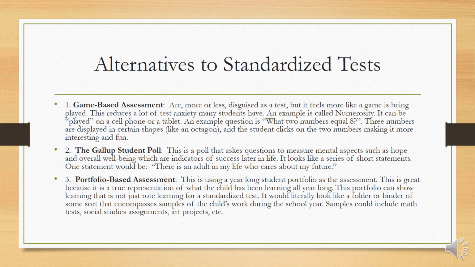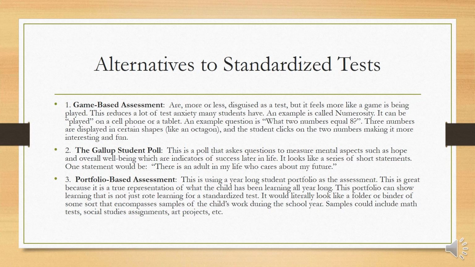Alternatives to standardized tests. There are a few of them, and three that I found in my research were, number one, game-based assessment. They are more or less disguised as a test, but it feels more like a game is being played. This reduces a lot of the test anxiety many students have. An example is called Numerosity. It can be played on a cell phone or a tablet. An example question is, what two numbers equal 8? Three numbers are displayed in certain shapes, like an octagon, and the student clicks on the two numbers, making it more interesting and fun.